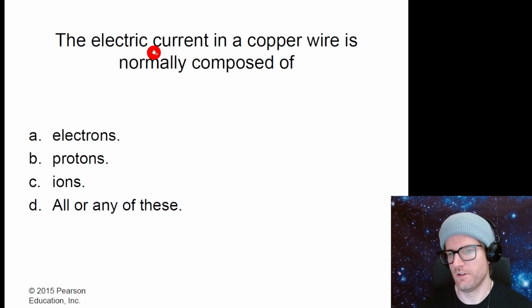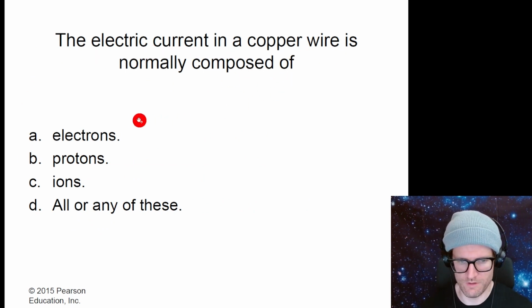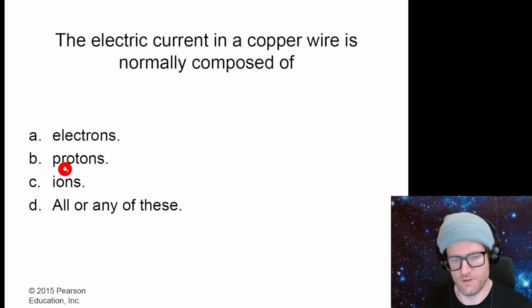Okay, the electric current in a copper wire is normally composed of electrons. Protons are stuck in the nucleus. Ions, no, it's going to be electrons.